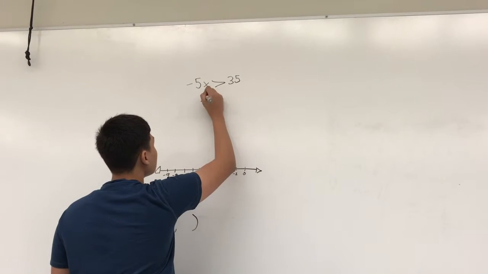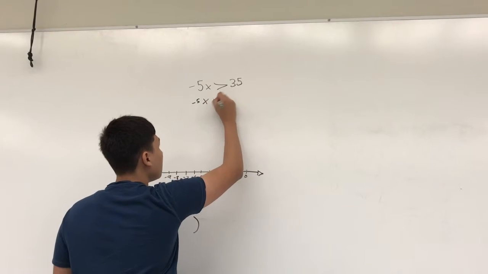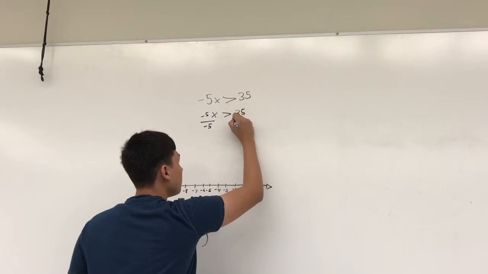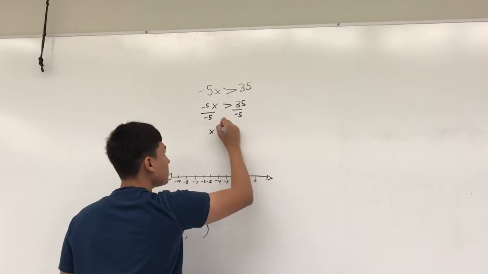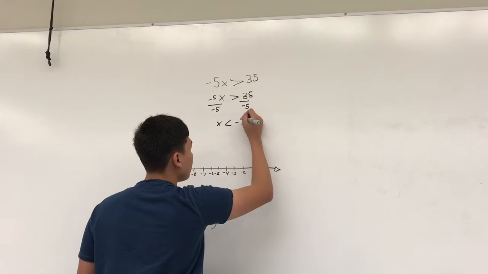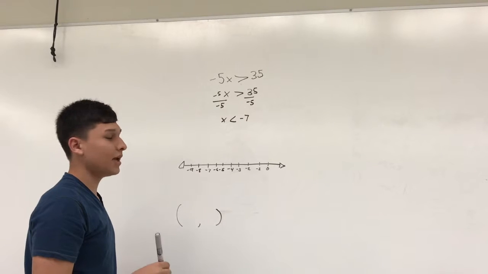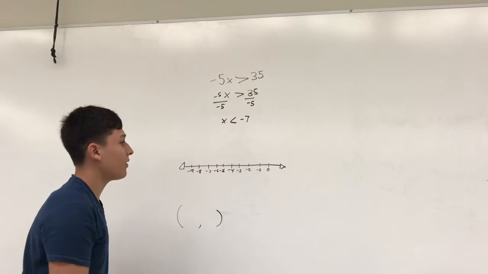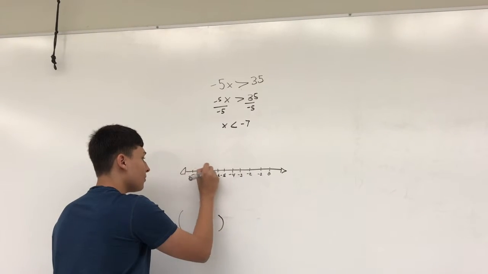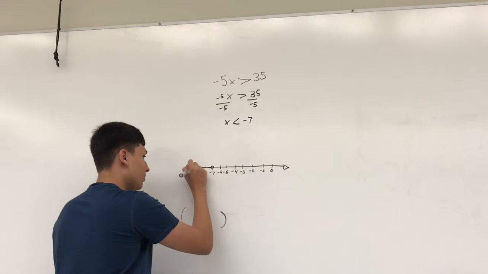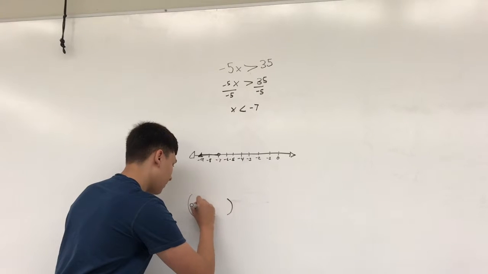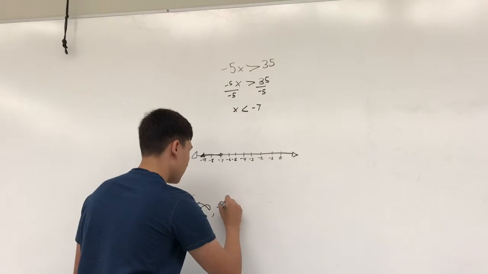Now we are going to solve simple inequalities. So we will put x, negative 5, and 35, and we will divide this by negative 5. So this will be x, the symbol changes because we are dividing, and this will be negative 7. So here we have our answer, that is x is less than negative 7. Now we have to graph it. So it will be an open circle, and it will go to the left. And if we want the interval notation, it will be negative infinity and negative 7.